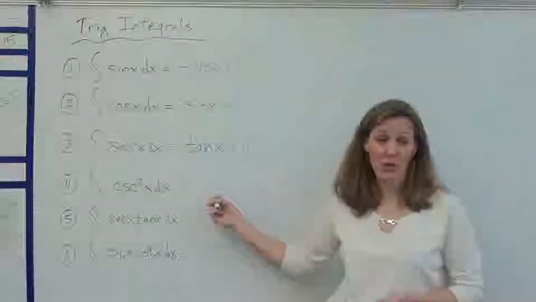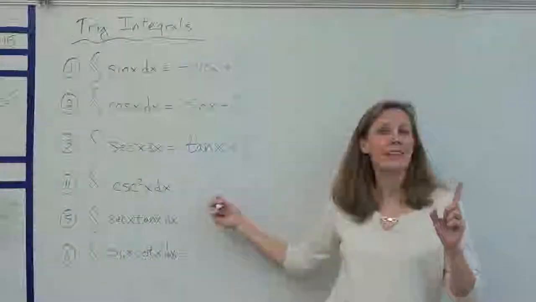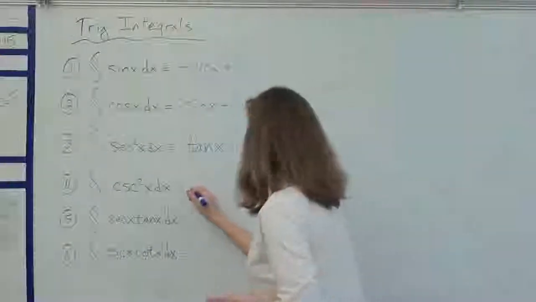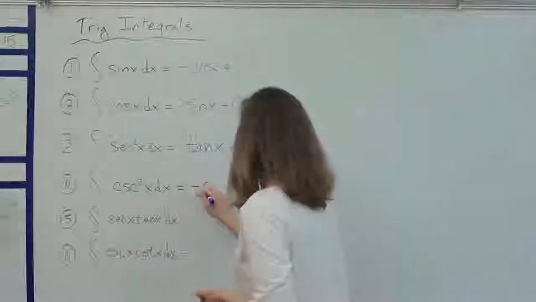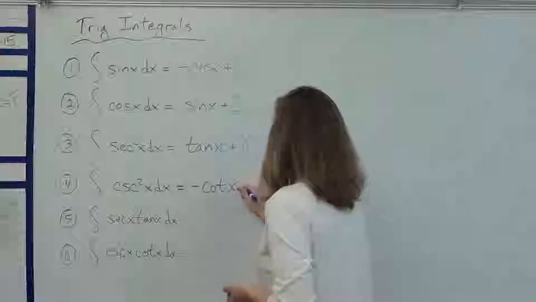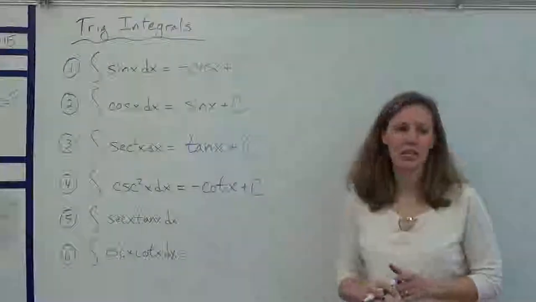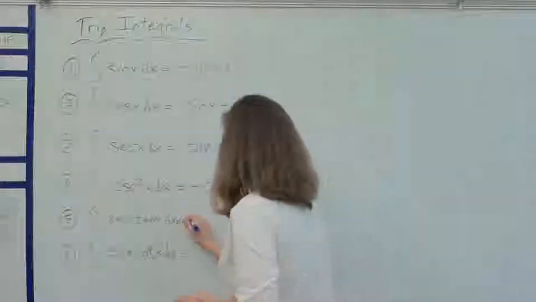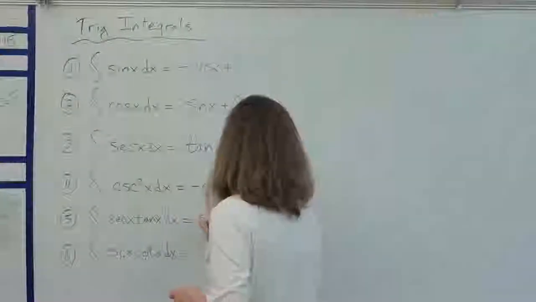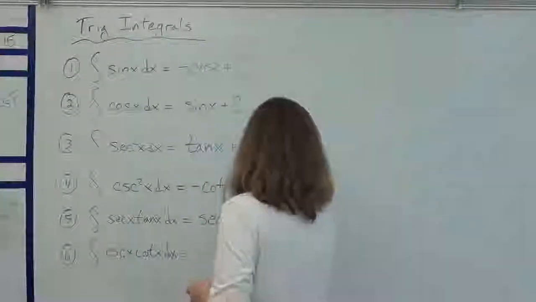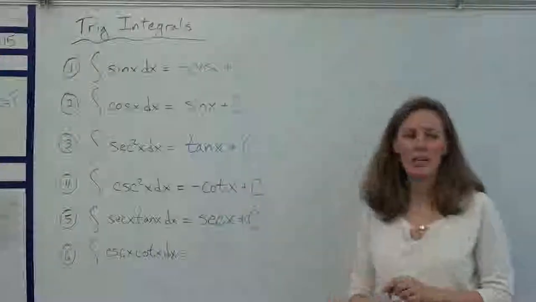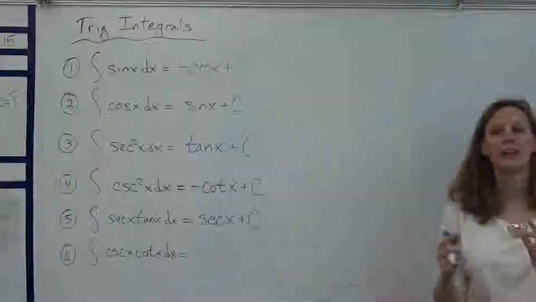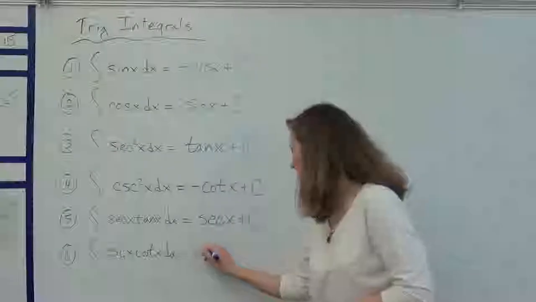What function has a derivative of cosecant squared? Negative cotangent. Okay, what about secant tangent? Secant x plus c. And cosecant cotangent? Negative cosecant x plus c.